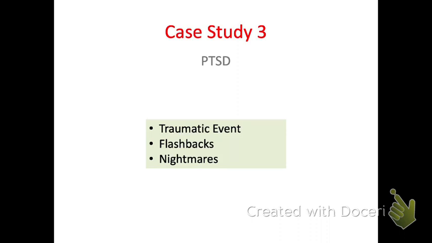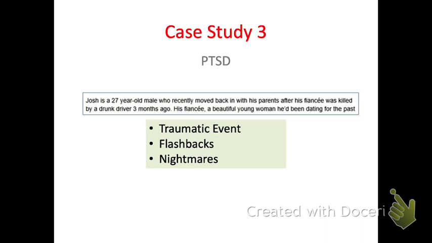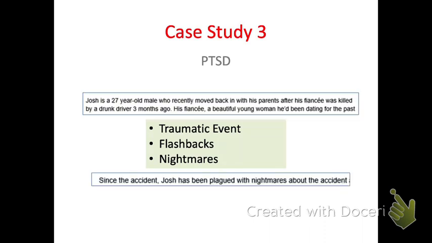All right, how did we do? PTSD? Everybody get that one? That one was one of the easier ones. Why PTSD? There was a traumatic event. Obviously, he was having flashbacks and nightmares from the traumatic event. Those are the main symptoms. There were others, but that was the main reason for PTSD.